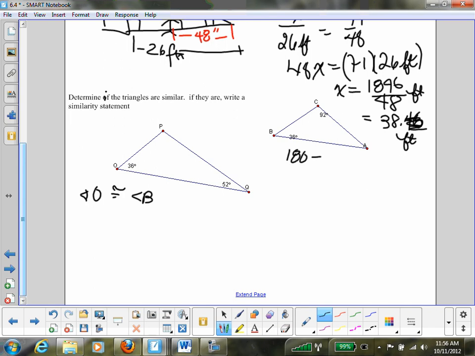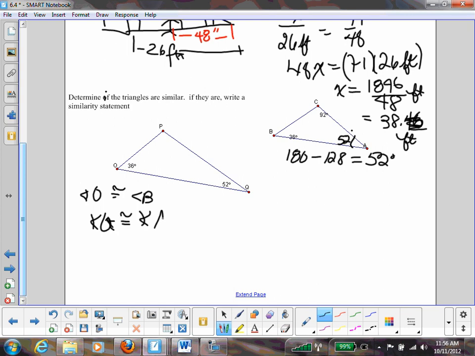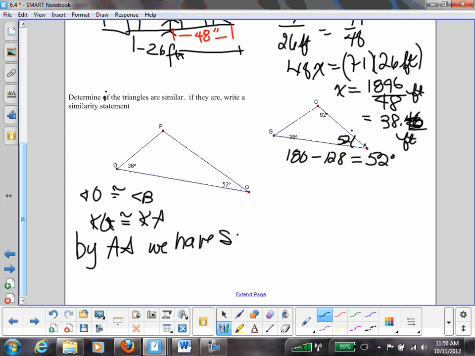So 180 minus 128, which is the sum of 92 and 36, gives me 52 degrees. That means this is 52. So therefore, we know that angle Q is congruent to angle A. And by the AA, we know that they're similar, right? So by the AA, we have similar triangles. And so what would my similarity statement be?